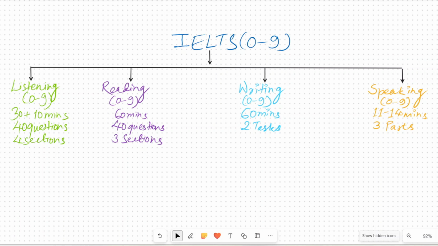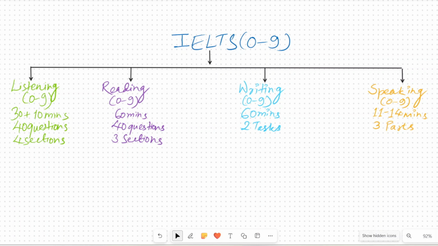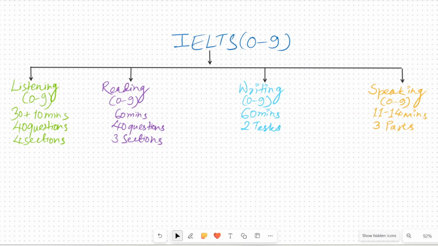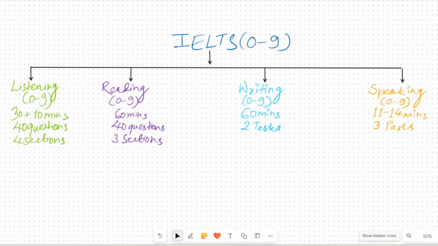So let's start with the full form of the IELTS. The full form of the IELTS is International English Language Testing System. And this particular test is co-managed by IDP Australia, British Council, and Cambridge University Press. This particular test is taken by the candidates who want to study in English speaking countries or have training in English language speaking countries. IELTS can be taken as English language proficiency test as well.